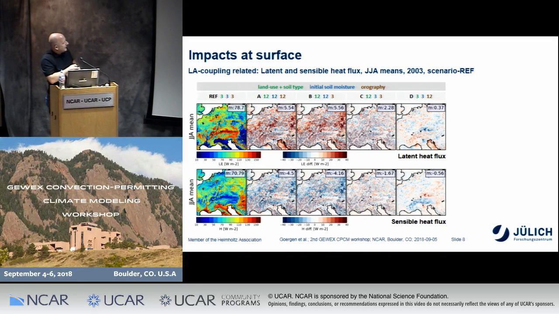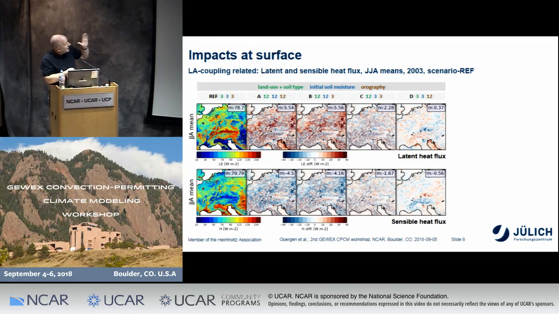Above here, you see again that table from before, color-coded, the different setups. This is the reference. For brevity, I show here the summer means of 2003. That's here, the reference run. And then you see the scenario or the individual setup minus the reference. So we look basically at the difference, at the average difference plots. The number in the upper corner is just the spatial average of these fields.